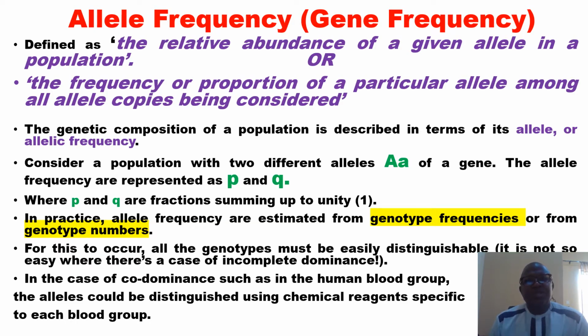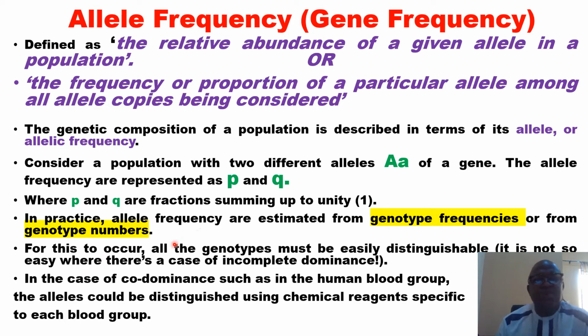Let's consider a population with two different alleles, capital A and small a, of a gene. The allele frequencies are represented as p and q, where p and q are fractions. When you add them up, you should get 1, meaning p plus q should give us 1. In practice, allele frequencies are estimated from the genotype frequencies, or from the genotype numbers.